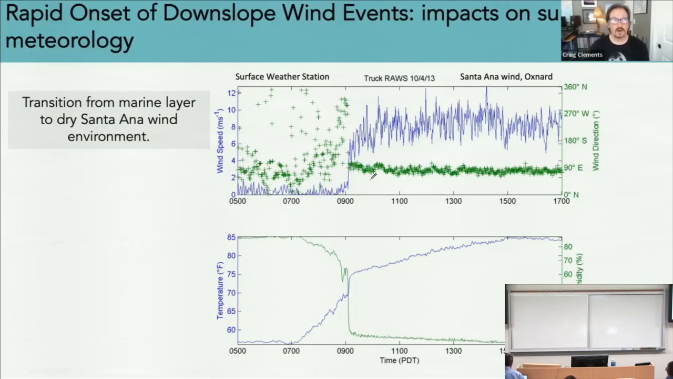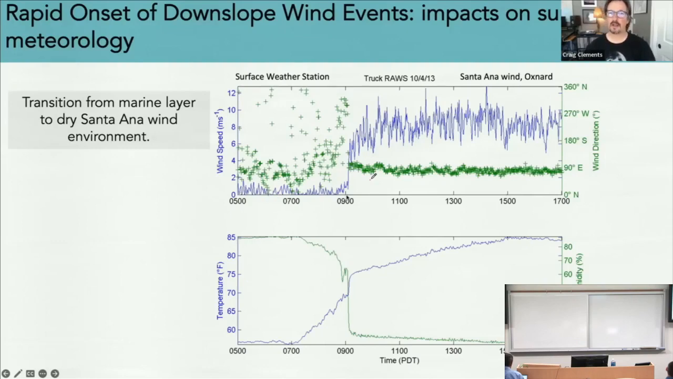And so here's the onset of downslope wind storms, a Santa Ana wind event that impacted the surface. And so we basically drove down with the LiDAR and measured in the marine layer. So we were basically, my students were down there. They got down there at 5 a.m. and set up the truck and the LiDAR, and we're measuring the surface conditions. And you can see the winds are weak, 1 meter per second, variable, bouncing around everywhere.